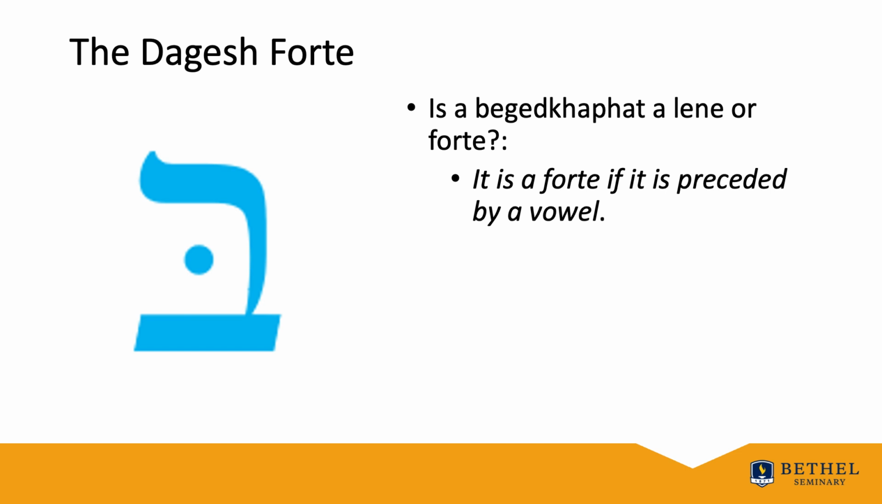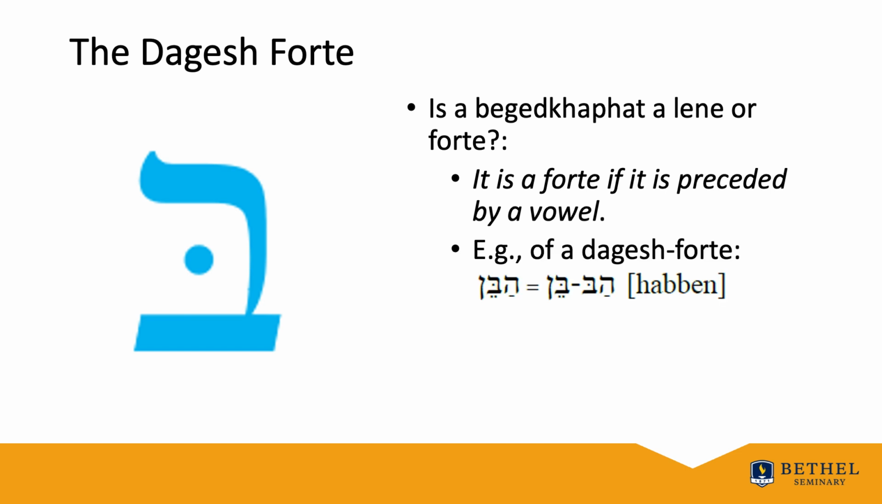So let's look at this one. Ha, ben. Can you see that the word ben, which means sun, is preceded by what we call this syllable ha, hey, and a patach? Well, because there's a patach in front, this ah sound before the word ben, you know that that Dagesh, that dot in Beit, is serving as a Dagesh Forte.